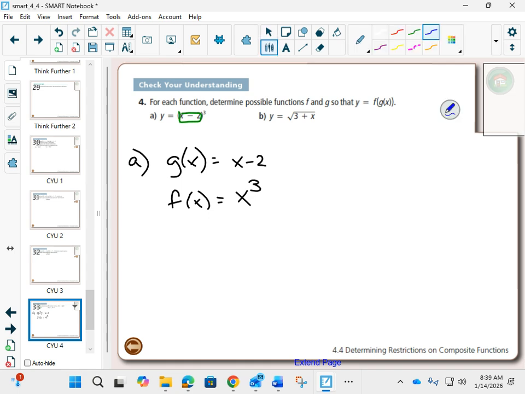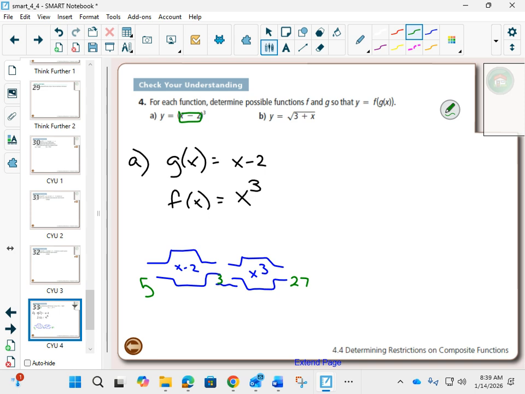If you imagine it as your two machines, one after the other, g of x, what happens first is x minus 2. Then it goes on that conveyor belt, and the second function is x cubed. So if you put in a 5, first it would go in the first machine, 5 minus 2 would be 3, 3 would go on the conveyor belt, and then get cubed and get you 27.